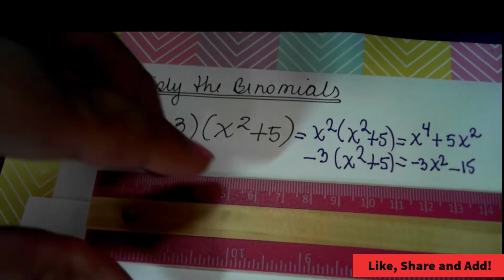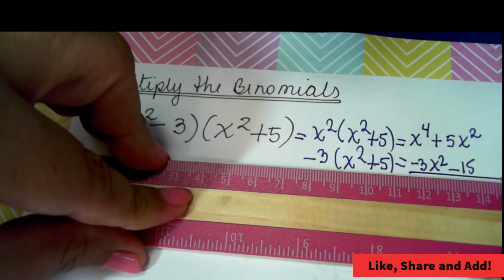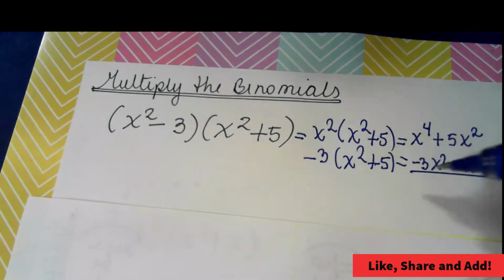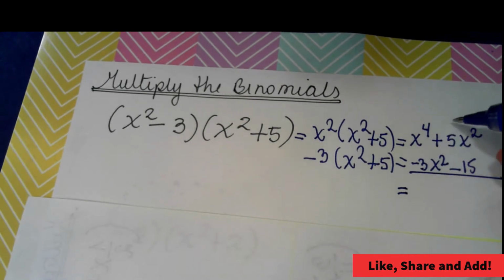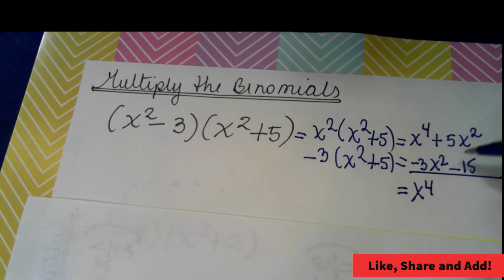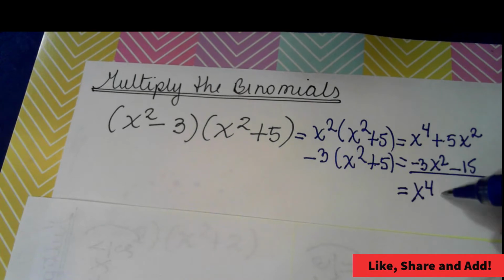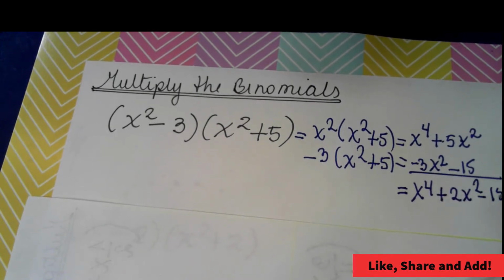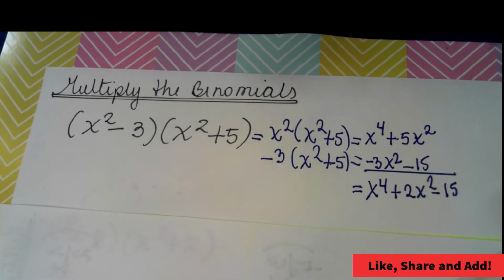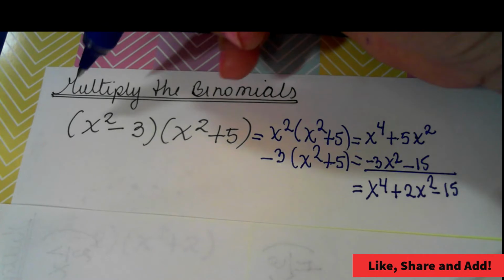So your final answer is going to be the solution of both. Okay, so you have to operate x to the 4th, x to the 4th. Positive 5 and negative 3 is positive 2, x squared, minus 15. Don't forget. So now we are going to apply the formula.